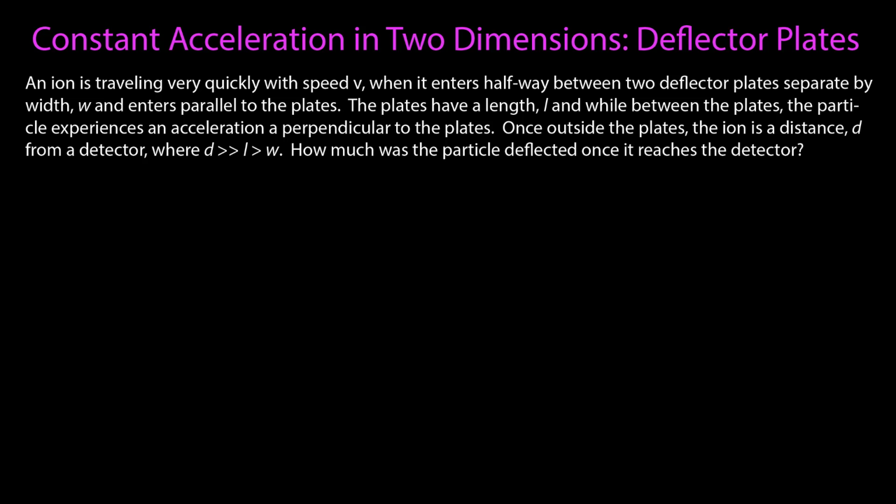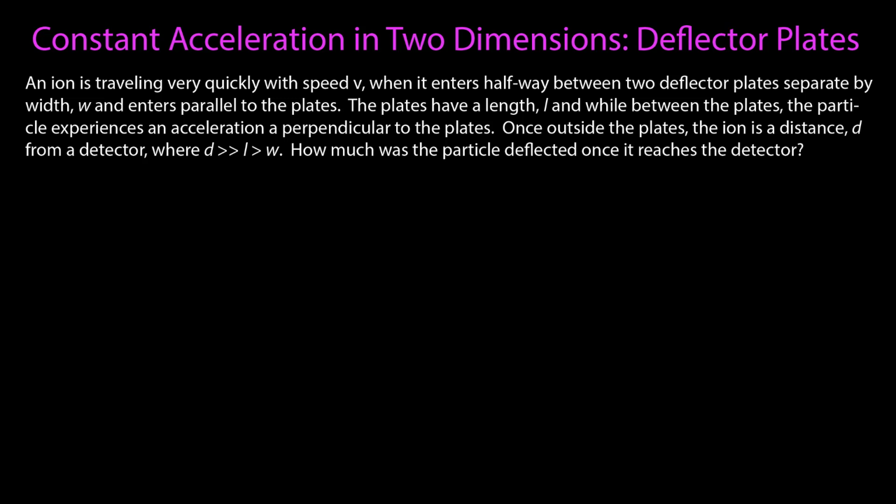Here we want to do an example with constant acceleration in 2 dimensions. We have a pair of deflector plates. An ion is traveling very quickly with speed v when it enters halfway between 2 deflector plates separated by width w, and it enters parallel to those plates. The plates have length L, and while between the plates, the particle experiences an acceleration perpendicular to the plates.